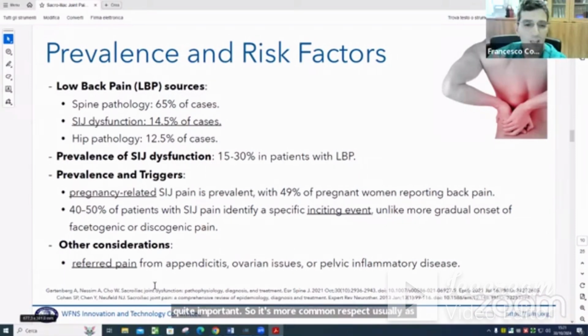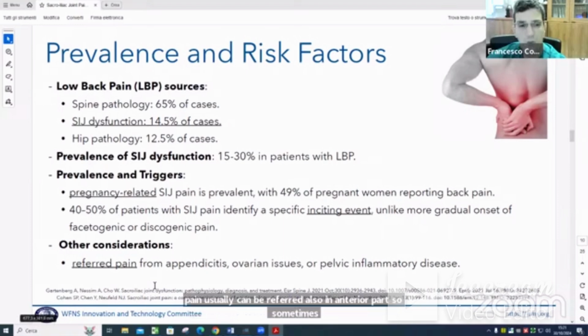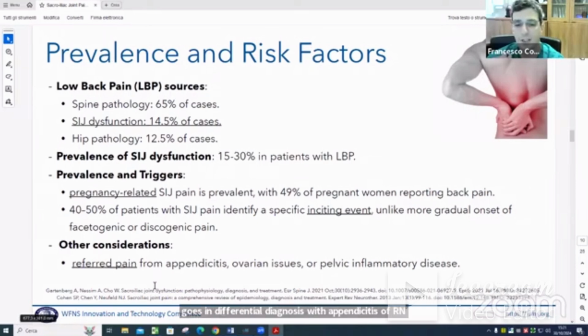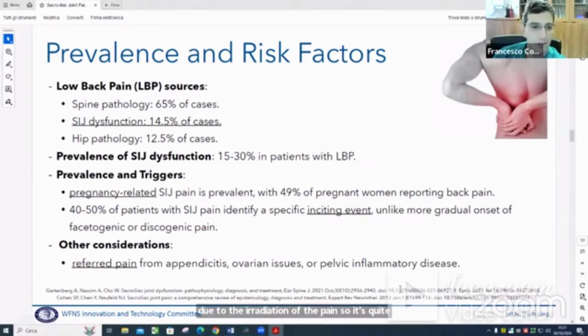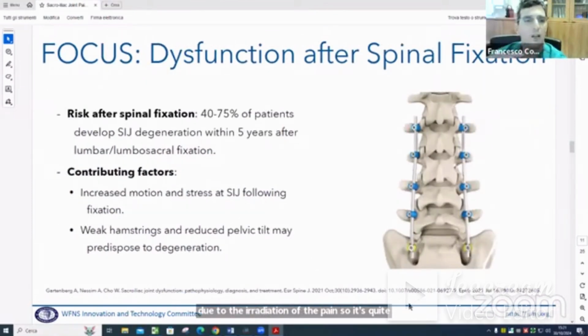The pain can also be referred to the anterior part, so sometimes it goes into differential diagnosis with appendicitis, ovarian issues, and pelvic inflammatory disease due to the irradiation of the pain. So it's important to think about this aspect too.